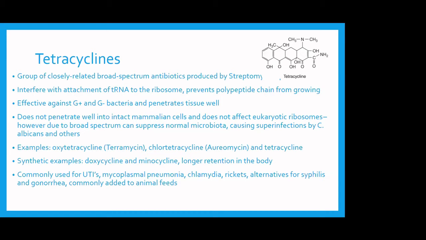Tetracyclines will get into tissue well, but not intact cells. And because of that, that's one of the reasons they don't affect eukaryotic ribosomes. However, because it's a broad spectrum antibiotic, it will also affect your normal microbiota that you actually want to be in your body, which can cause things like Candida albicans yeast infections, and lots of other secondary infections that come up as a result of that.